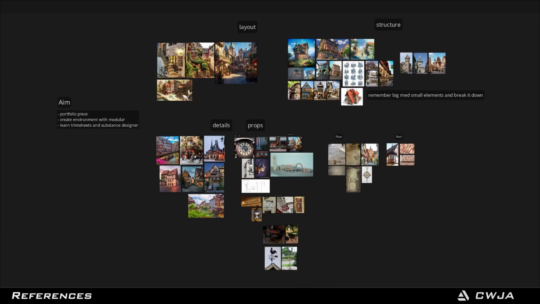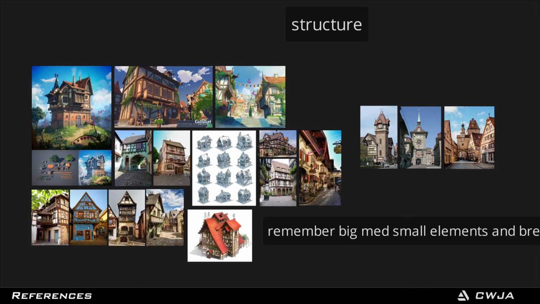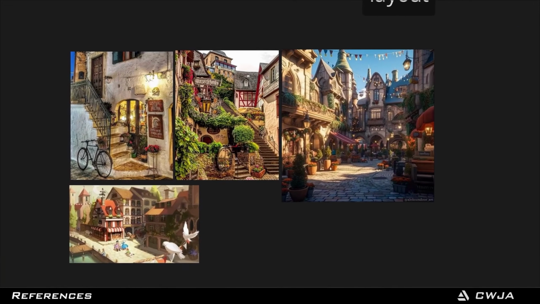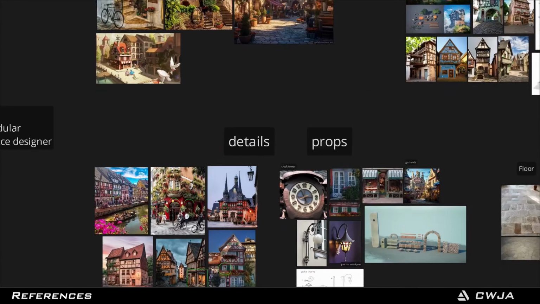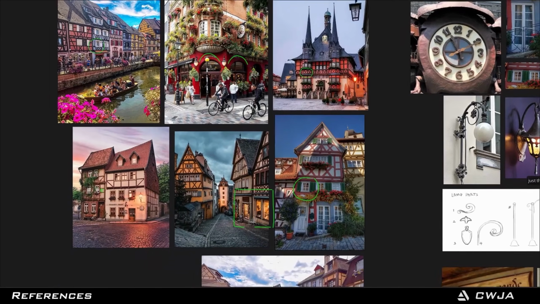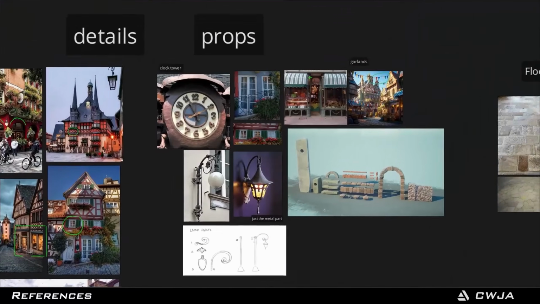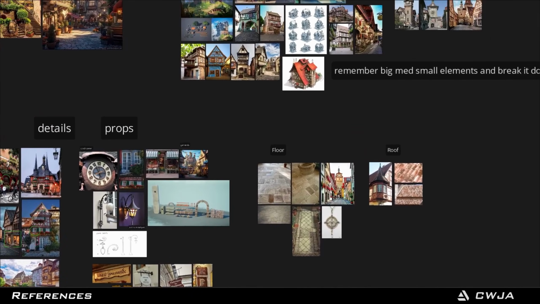Whenever I start a project, the first thing I do is gather as many references as I can. I try to cover everything. Building structures, like how many levels there are, how they are stacked, and the overall shapes, layouts for Unreal Engine, things like floor plans and road designs, details, trimming smaller elements like wooden beams or windows, and then props and vegetation. Basically, if it's going to be part of the scene, I want references for it.